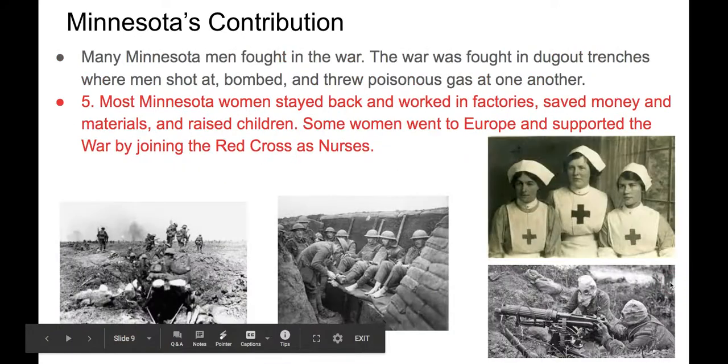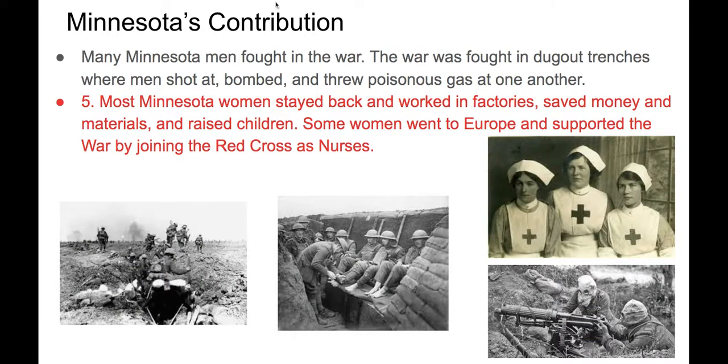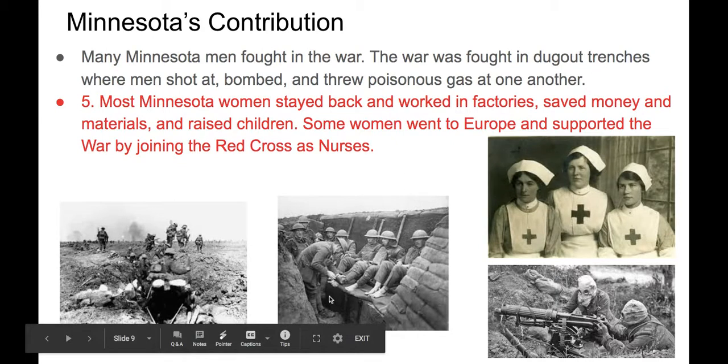So let's move on. Now we're going to look at what Minnesota did to help the war. So Minnesota's contribution. Contribution is how they helped. So many Minnesotan men actually did fight in the war. And the war was fought in dugout trenches. So a trench is literally when they dig a hole in the ground and use the sides to hide and protect themselves.